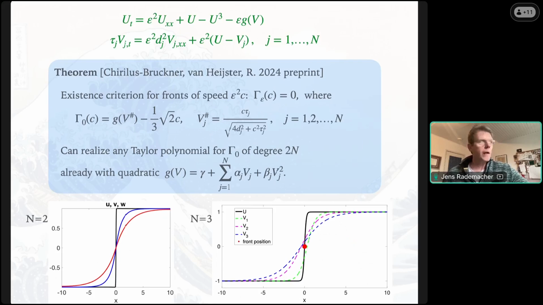So ultimately, this is a very explicit function, and you can analyze it quite nicely to figure out what there is. And the abstract way that we formulate it here is that we can realize any Taylor polynomial of gamma 0 of degree 2n if only we are allowed to choose this coupling function to be of this quadratic nature. Right? So what this means is that if you tell me what Taylor polynomial you want to have, so the first 2n components of the g function, you want something specified there, then I can give you parameters gamma, alpha j, and beta j to realize that.